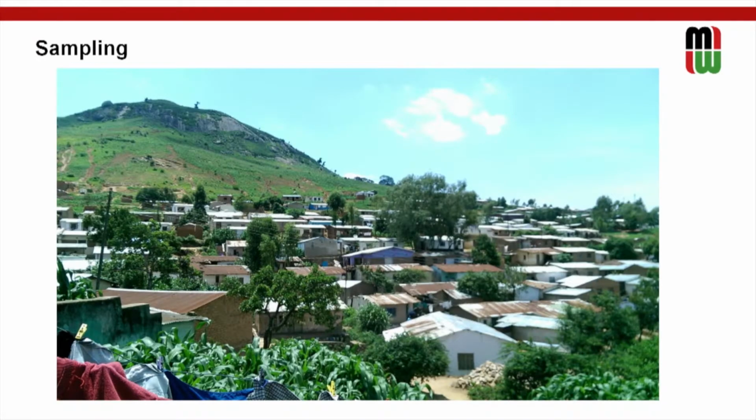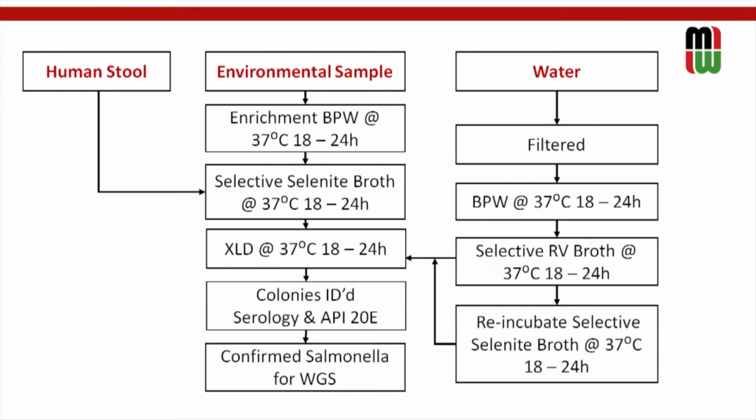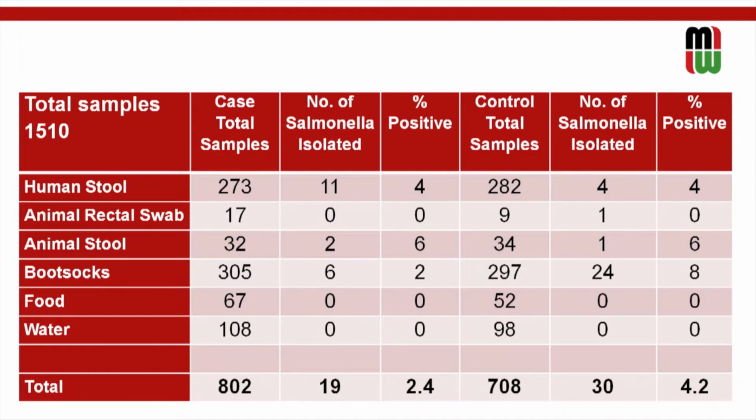This is a picture of the sort of sites that we would be sampling for. We sampled stool, human and animals' stools. We sampled the environment using sterile boot socks by a standardized method, and we also collected water and food samples. And these are our microbiological methods. Human samples were done in selenite broth placed onto XLD. Environmental and water samples had enrichment phases and then went on to selective plates. Colonies are identified by standard means and went for full sequencing.